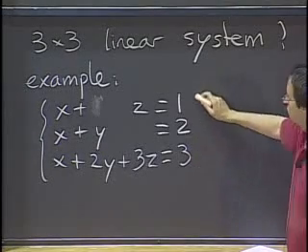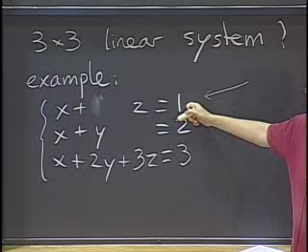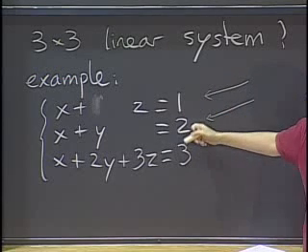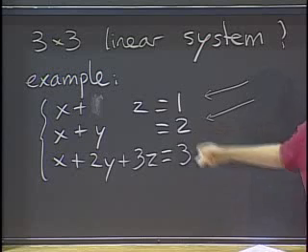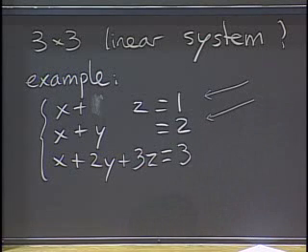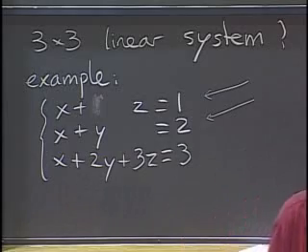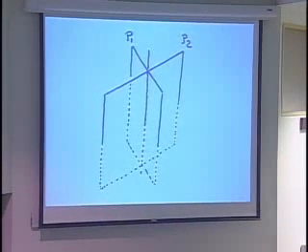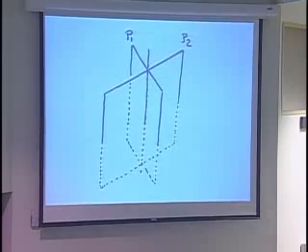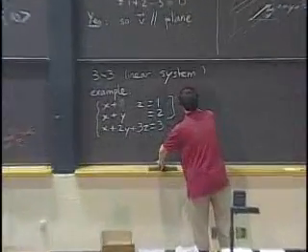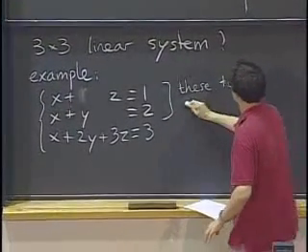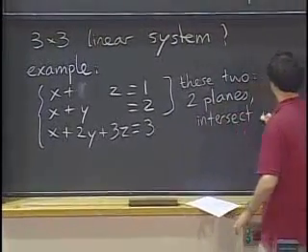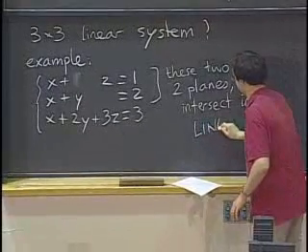So let's just look at the first equation first. The first equation says our point should be on the plane which has this equation. Then the second equation says our point should also be on this plane. Okay? So in fact, if you just look at the first two equations, these two equations determine for you two planes, and two planes intersect in a line. Okay?